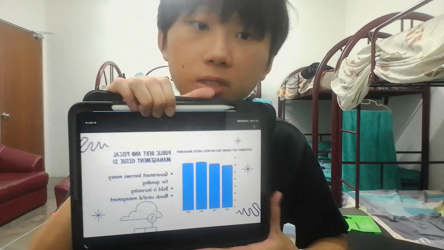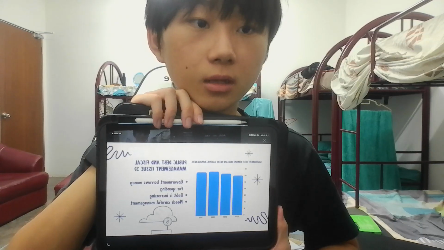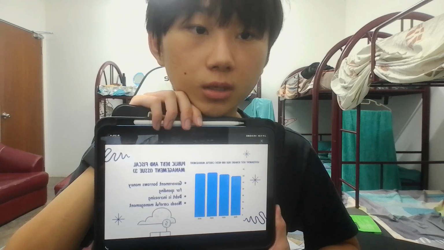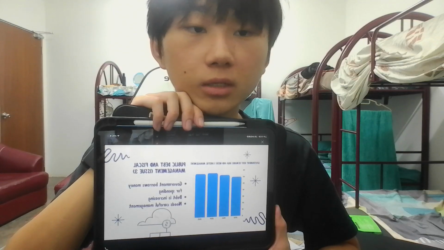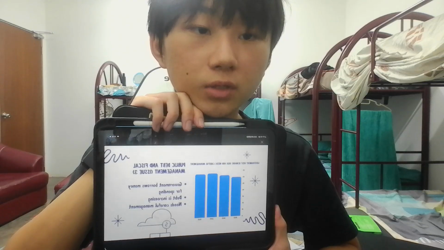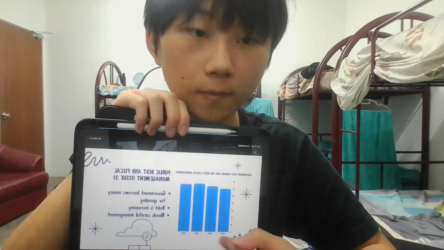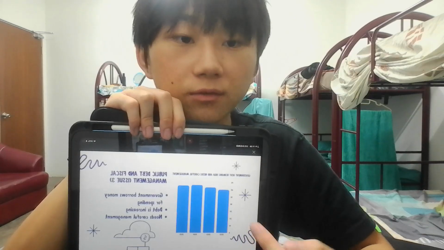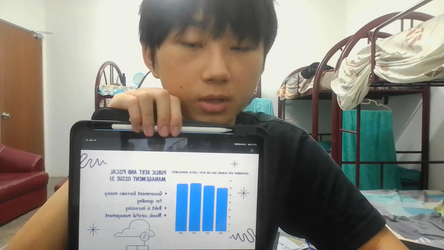So the third issue is public debt and fiscal management. Public debt refers to the money that the government borrows to finance its spending. While borrowing is sometimes necessary, a high level of debt can become a concern. This chart shows that government debt remains high over time. Therefore, it requires careful management to ensure economic stability.